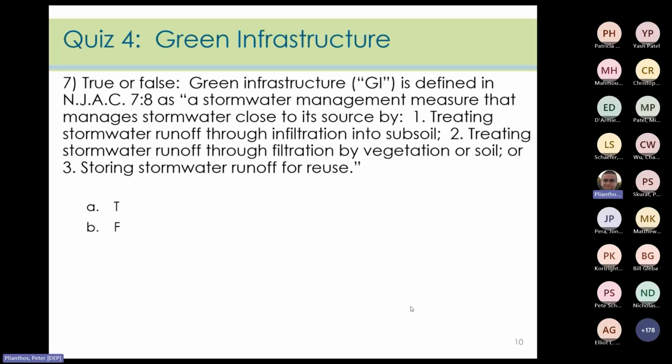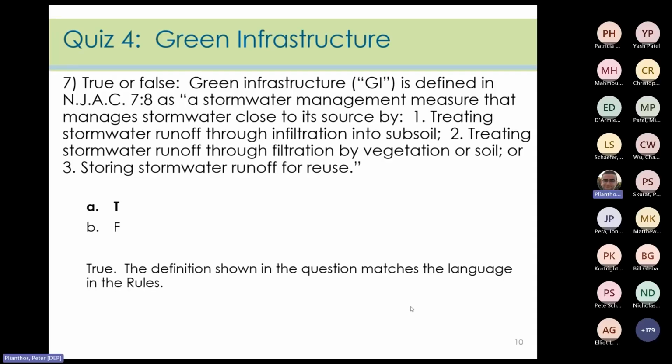Number 7, true or false? Green infrastructure, or GI, is defined in N.J.A.C. 7:8 as a stormwater management measure that manages stormwater close to its source by 1, treating stormwater runoff through infiltration into the subsoil, 2, treating stormwater runoff through filtration by vegetation or soil, or 3, storing stormwater runoff for reuse. And this is true. The definition quoted here matches up with what is found in the rules.